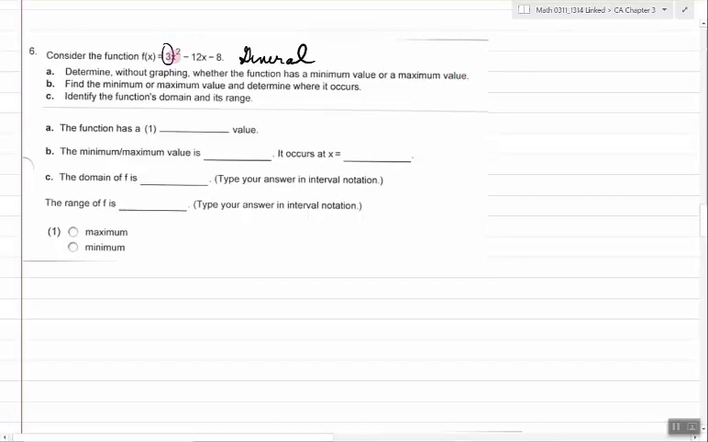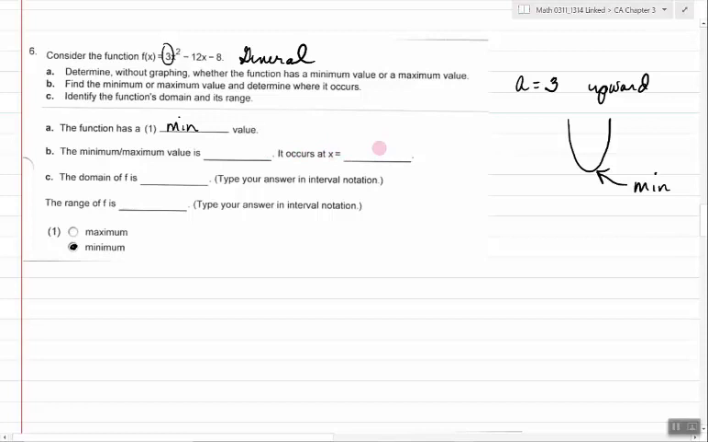Looking right here, a is 3. That means that it opens upward. If it opens upward, then it has a minimum. So number 1 will be minimum. There it is, it will be a little pull down menu. I just put in the abbreviation minimum. Then it says the minimum or maximum value is blank. It occurs at x equals blank.